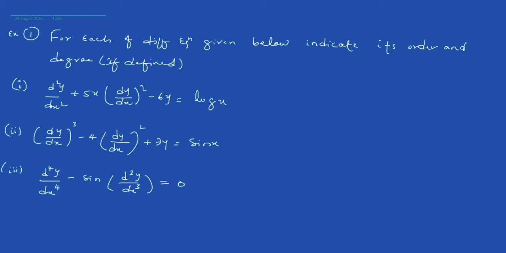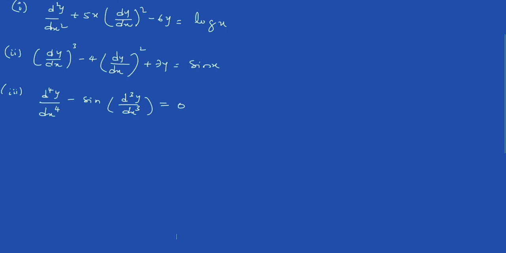So, solution of the first one. Here we consider the first: d2y upon dx square plus 5x (dy by dx) whole square minus 6y minus log x, which is equal to 0.